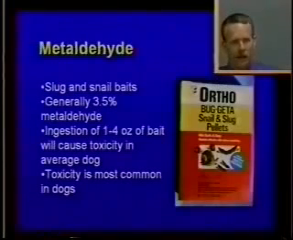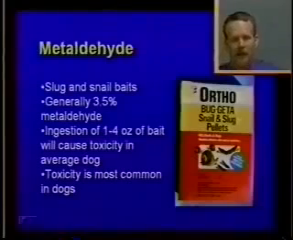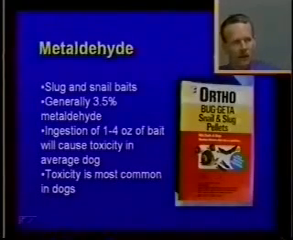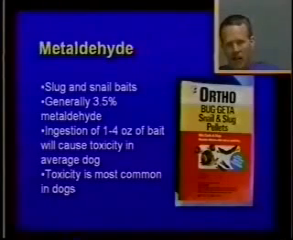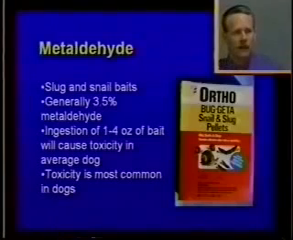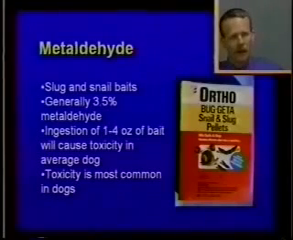Another poison that is somewhat interesting is metaldehyde. It's sold under brand names like Bug Geta, and it's a slug and snail bait that's commonly used in coastal regions to control these pests. It's usually sold as a bait with 3.5% metaldehyde, and due to its toxicity, ingestion of 1 to 4 ounces of the bait is typical to cause toxicity in an average-sized dog. Toxicity is most common in dogs, again because of their indiscriminate eating habits.